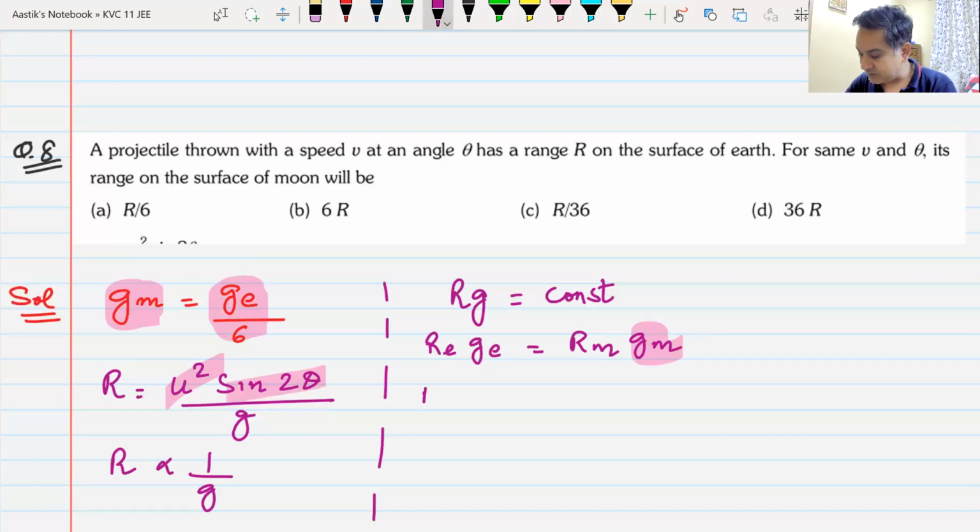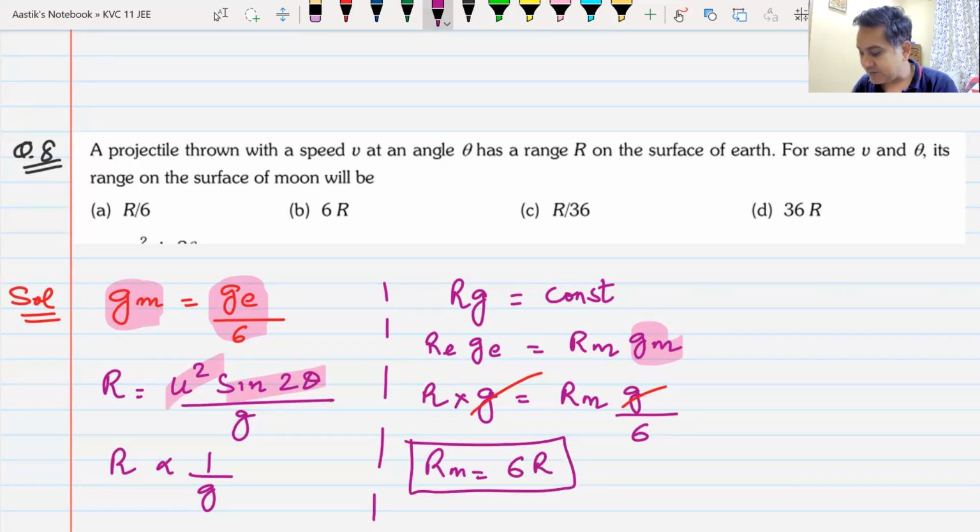I can put it here. Range on earth is r multiplied by g on earth is g. Range on moon is rm. G on moon is g divided by 6. Things will cancel out and you will have the final result. Range on moon is 6 times the range on earth. Remember this, gravity is 1 by 6 times, so you will feel lighter, you can jump higher.